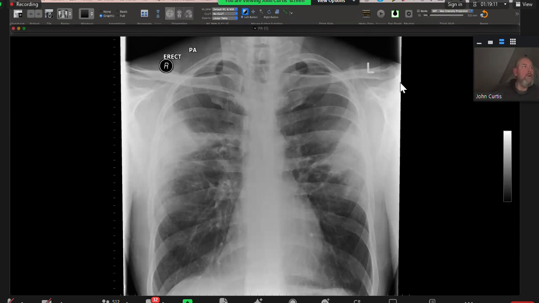Yep. I would refer my findings back to the clinical team and ask for the patient's history and consider doing a CT chest with contrast. Okay, that's fine.